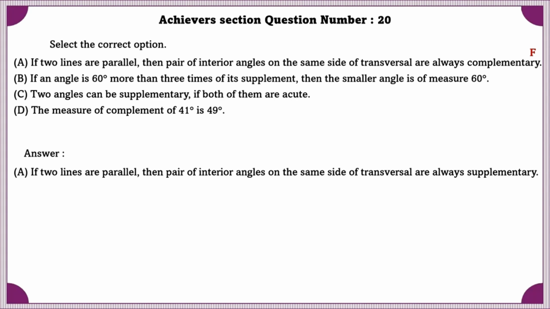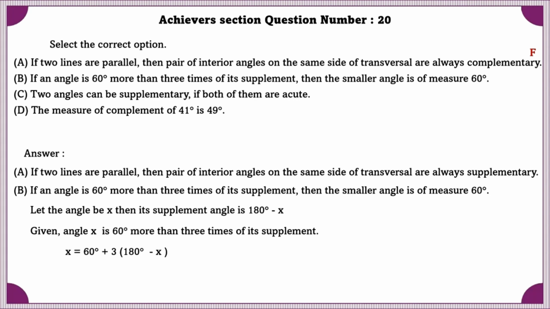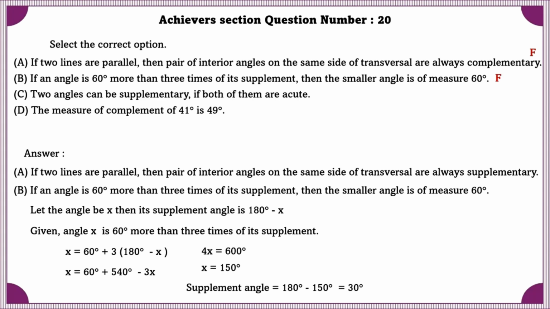B. If an angle is 60 degrees more than 3 times of its supplement, then the smaller angle is of measure 60 degrees. Let the angle be x, then its supplement is 180 degrees minus x. Given the angle x is 60 degrees more than 3 times of its supplement. So we can write this as x is equal to 60 degrees plus 3 into 180 degrees minus x. Finding the value of x we will get 150 degrees. Supplement angle will be 30 degrees. So this is also false.